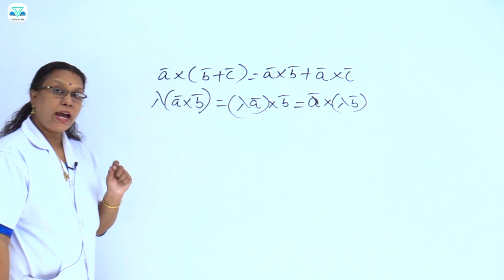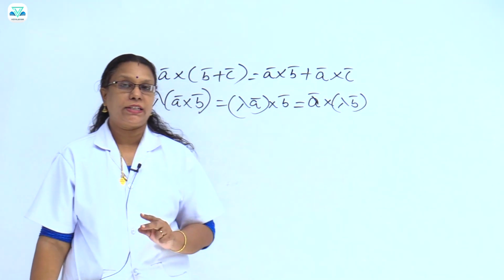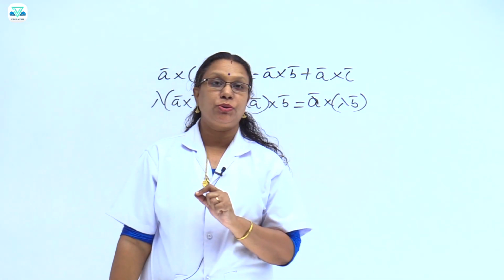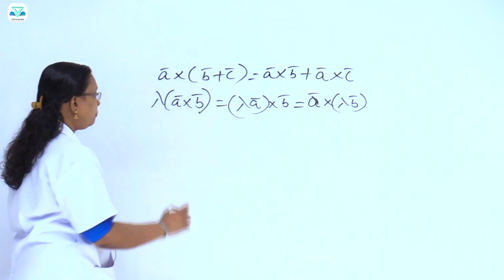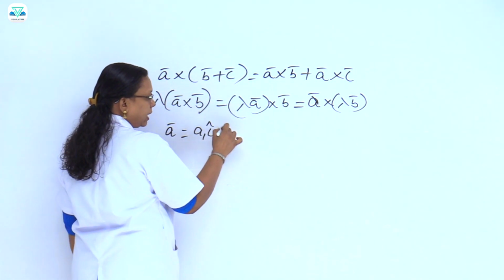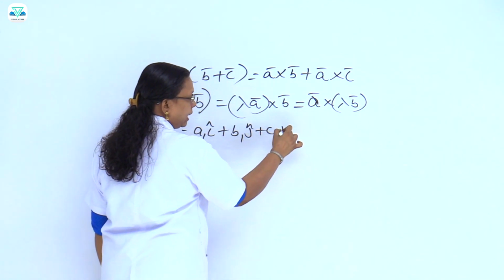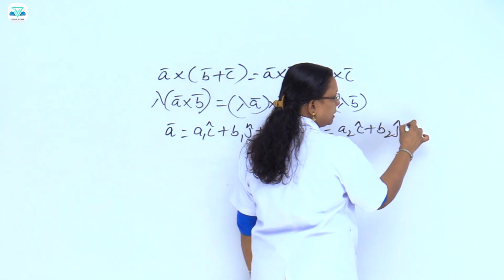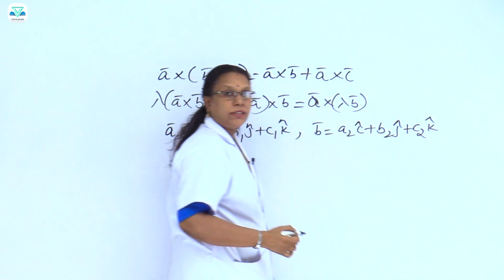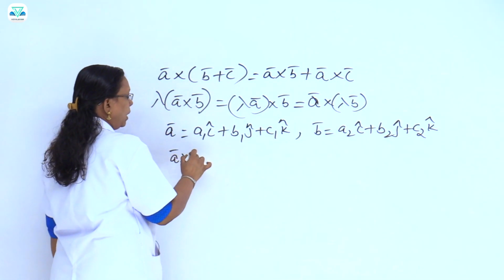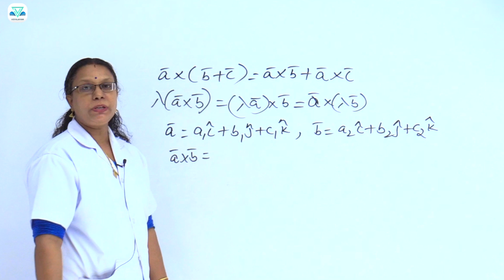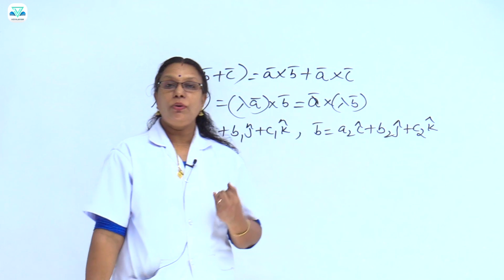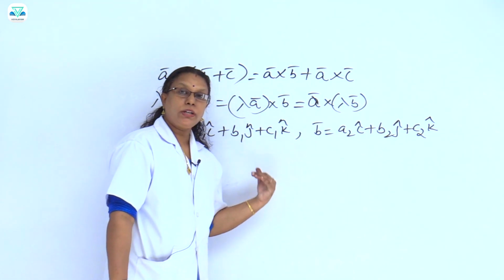Now for the scalar product of two vectors in component form, we can define it as A1 A2 plus B1 B2 plus C1 C2. In the same way, if A is equal to A1I plus B1J plus C1K and B is A2I plus B2J plus C2K, what is A cross B? A cross B is modulus A modulus B sin theta into n cap. There, only if theta is defined can we give that definition. Now if the vectors are in component form, what is A cross B?